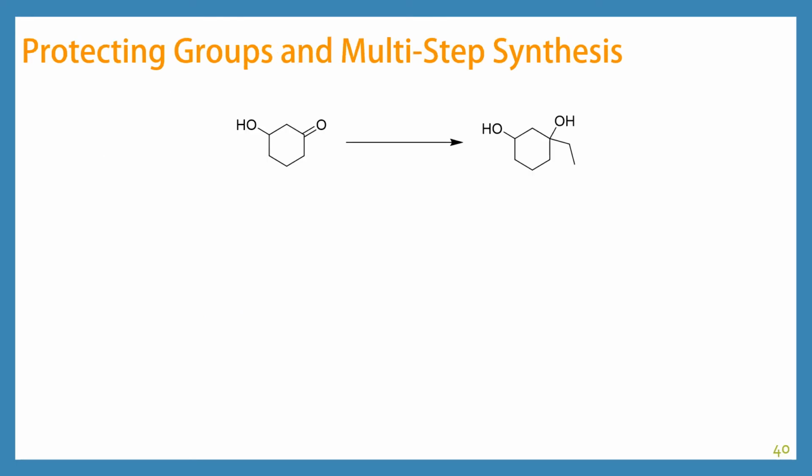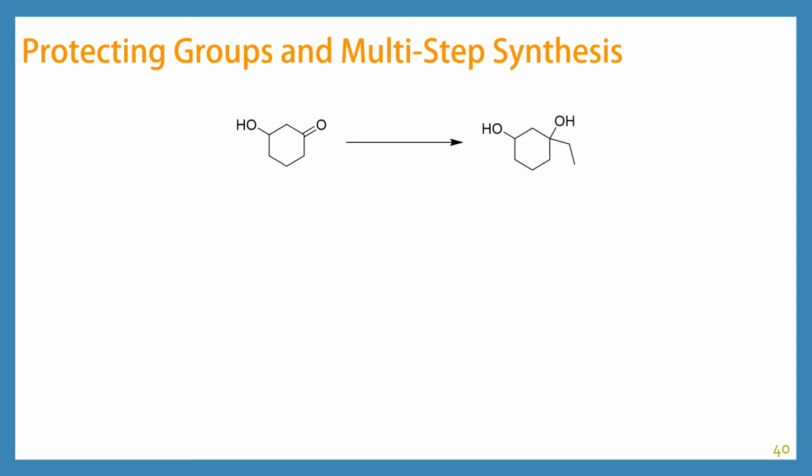So last topic in this chapter is the use of protecting groups and multi-step synthesis. This becomes really important the more reactions you know, especially when those reagents can do reactions with many different functional groups. So if we wanted to do this transformation, the change is pretty obvious. We have a carbonyl and we're turning it into a tertiary alcohol.